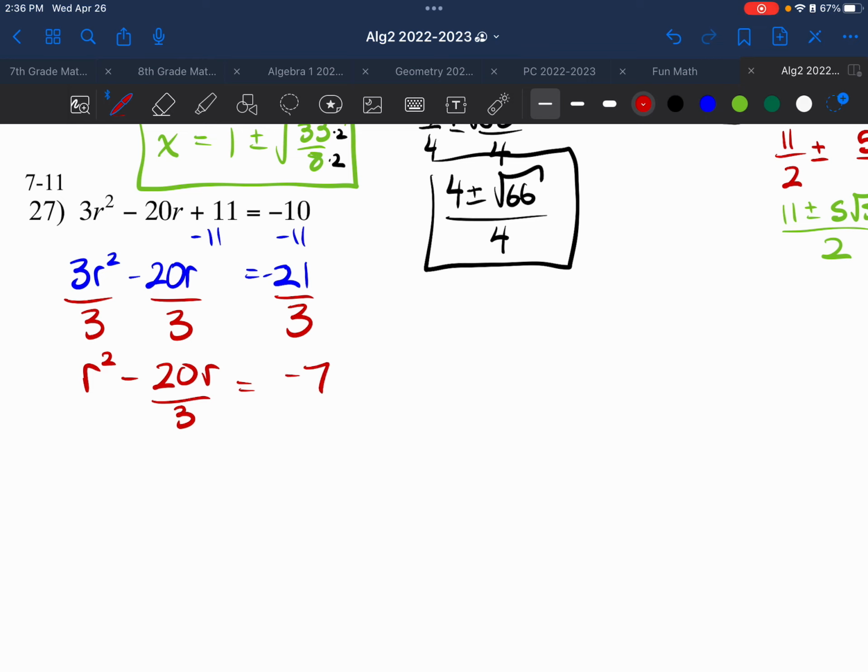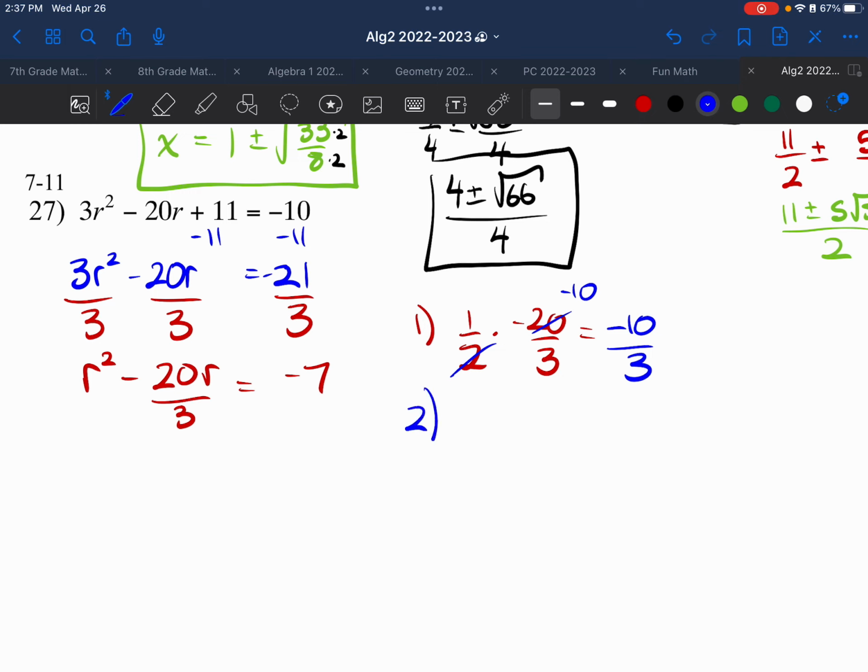From there, I'm going to complete the square. Again, that's a two-step process. Step number 1, you're going to take half of the middle term. The middle term is a negative 20 over 3. So notice that these are going to cross cancel, and that turns into just a negative 10 up here. It's going to turn into a negative 10 over 3.